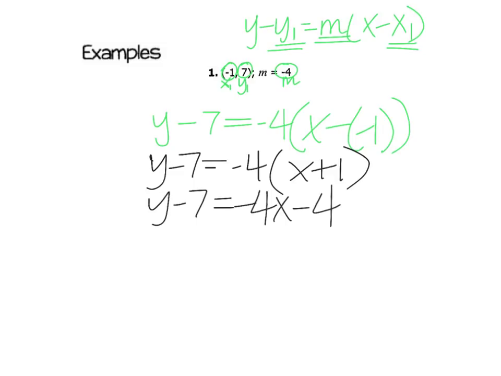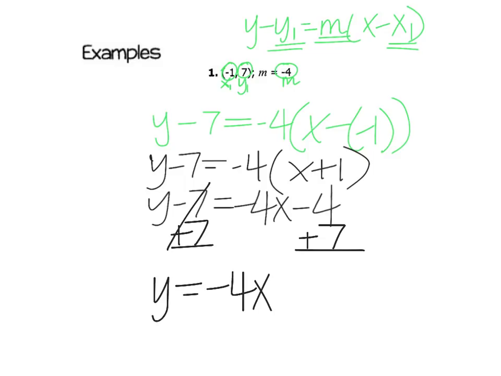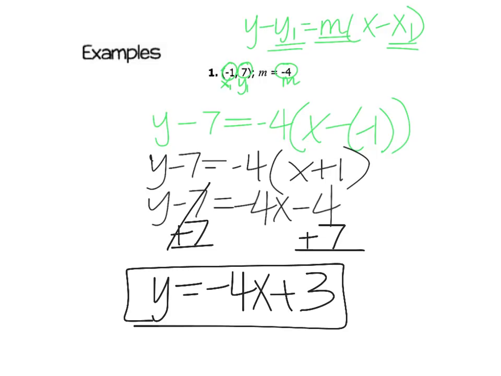Our goal is to have our final answer written in slope-intercept form. So what we want to do is add 7 to both sides. These will cancel out and we're left with y equals -4x plus 3. So given a point and the slope, we were able to write an equation of the line in slope-intercept form. That's always our goal because that's the easiest. And you're done. By the way, it's the easiest because from slope-intercept form, we can easily identify our y-intercept and our slope, and that's the easiest way to graph.